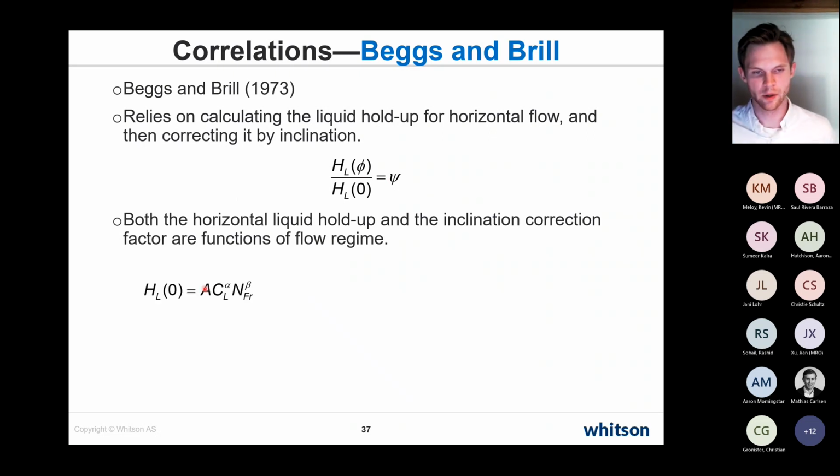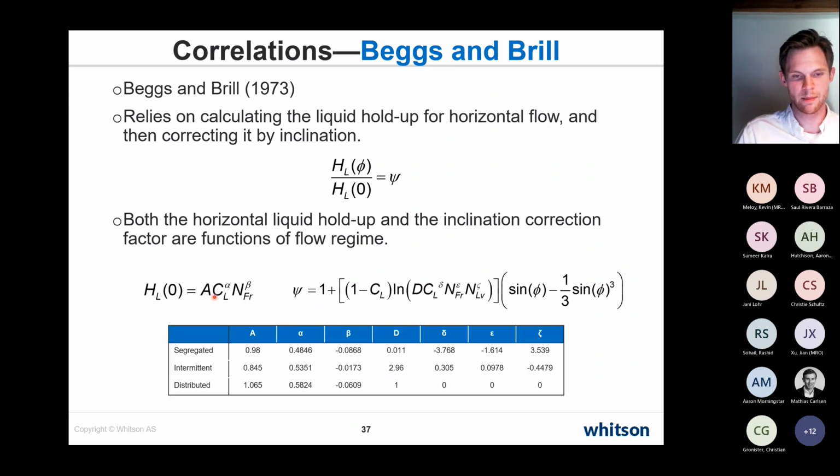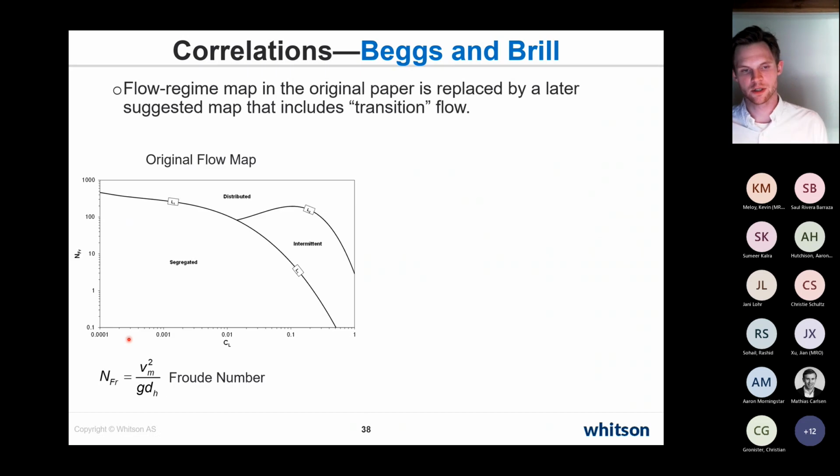So the horizontal liquid holdup is computed by an equation of this form, and this correction factor is computed by a more nasty equation, like the one shown here. And these parameters, A, alpha, beta, D, delta, epsilon, and chi, they are dependent on which flow regime you're in. And to estimate which flow regime you're in, there are equations to do that. I'm just going to show them here.